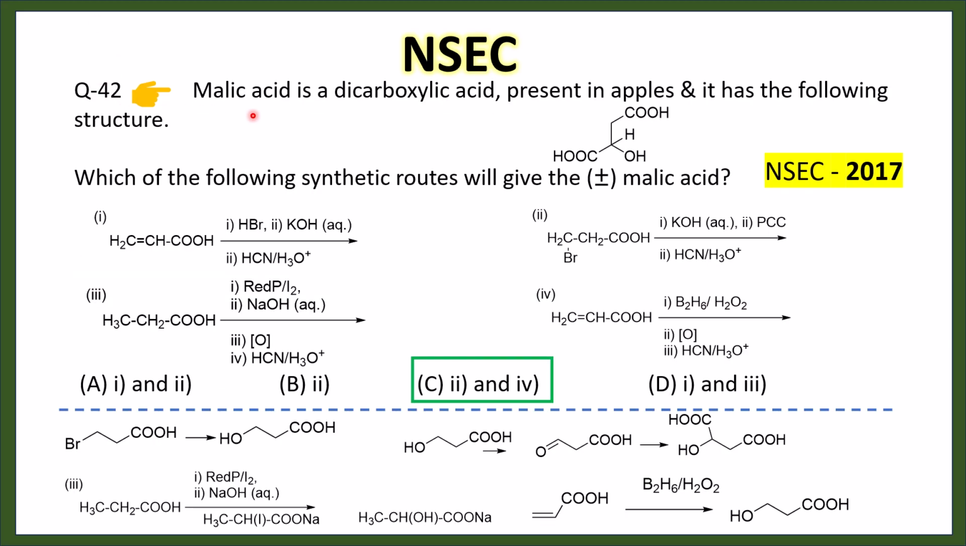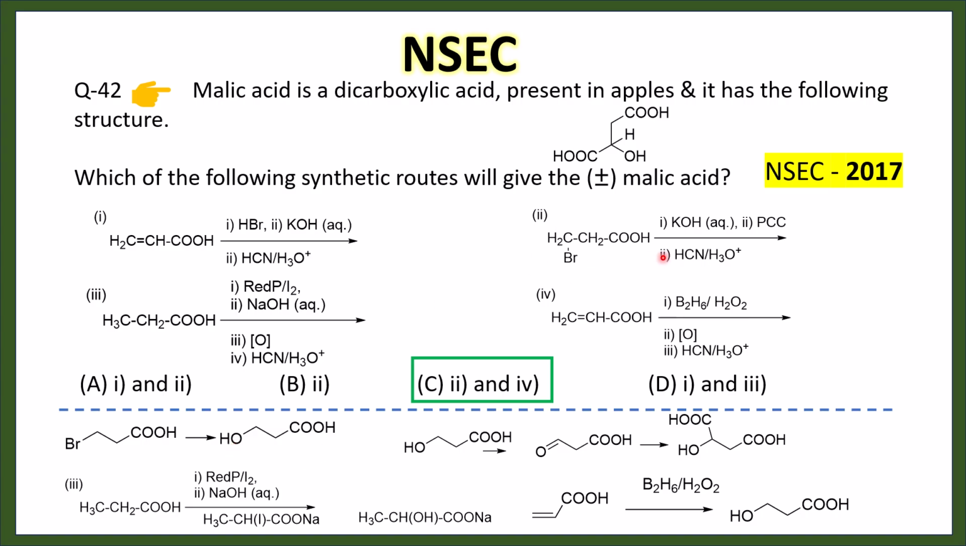Question number 42: malic acid is a dicarboxylic acid present in apples and it has the following structure. Which of the synthetic routes will give the plus-minus malic acid? Options 1, 2, 3, 4 are given; we have to choose the right one. Let's do the synthetic pathways. The first one: HBr addition happens to this double bond, gives this bromide. Further aqueous cleavage gives alcohol, and in this case HCN and H3O+ do not undergo further reactions.